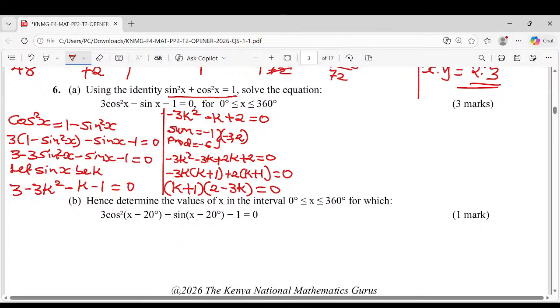Look at that question well, follow keenly, and drop a comment if you are gaining what the question is testing out of you as a learner. So the first case we're going to have k plus 1 is equal to 0. That will mean that the value of k will be equivalent to -1. In the next case we have 2 minus 3k is equal to 0. It will mean k will be equivalent to 2 over 3.